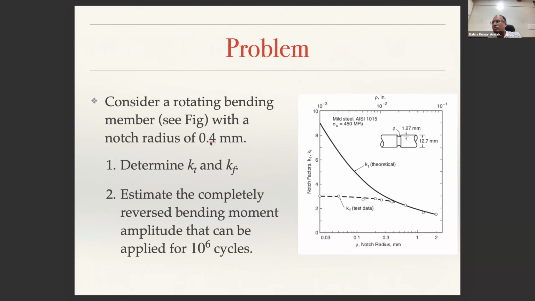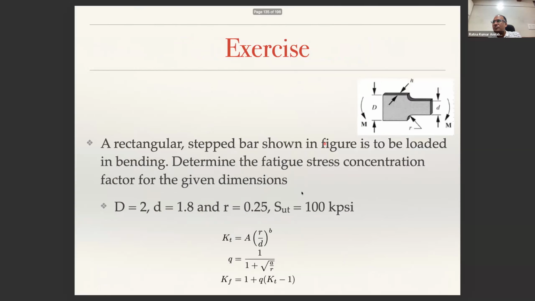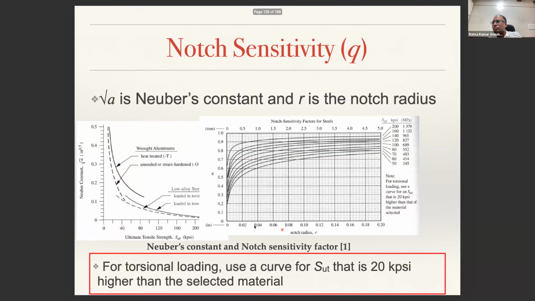0.4 mm, not 0.04, 0.4 mm and 450 MPa. The notch radius is here, 0.2. 0.4 mm is somewhere here. This is in mm and this is in inches, that is why you should not look at it. 0.4 mm, so that is somewhere here.